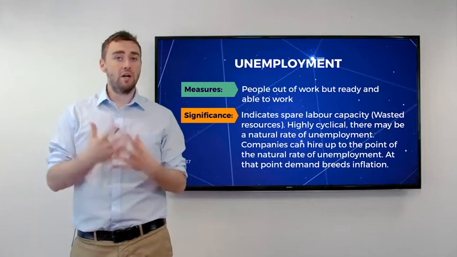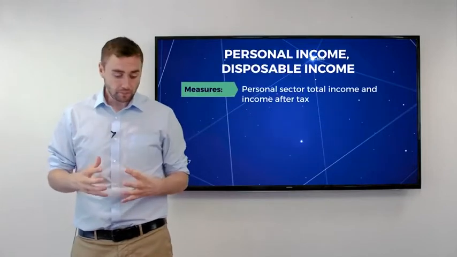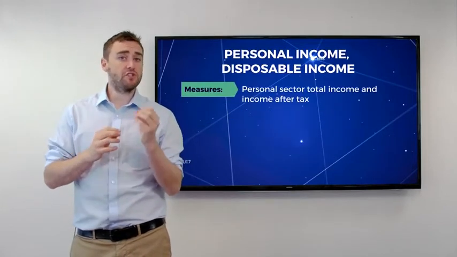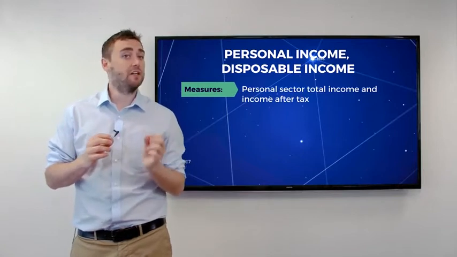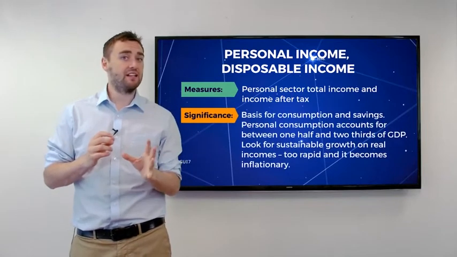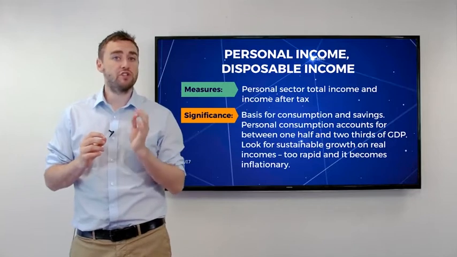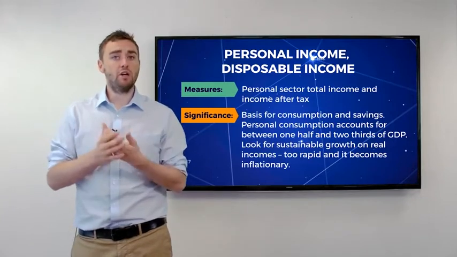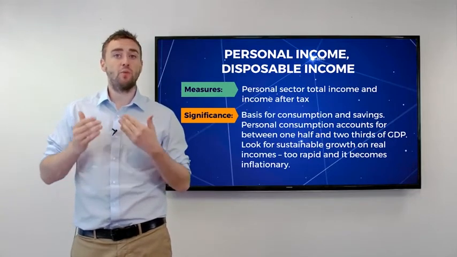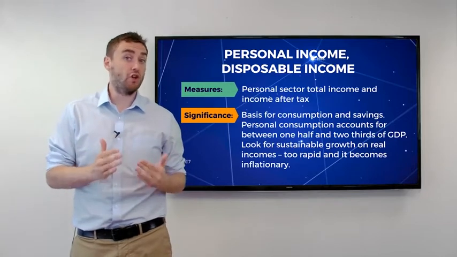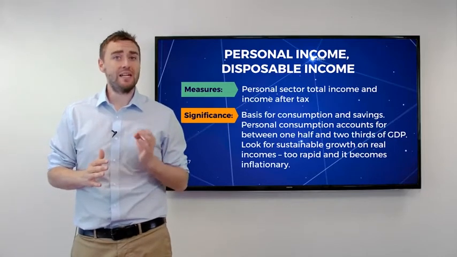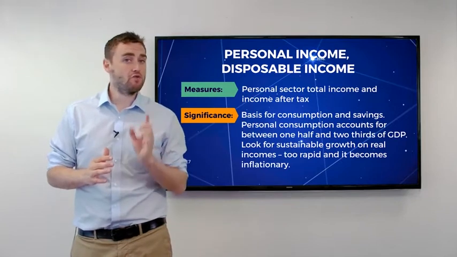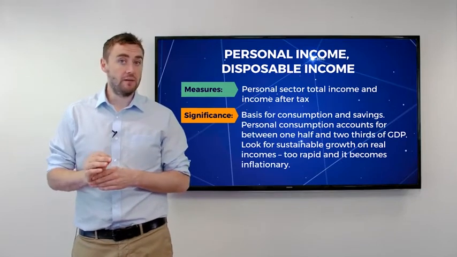Then we have personal income and disposable income. Now, this measures the personal sector total income and income after tax. These are significant because it's the basis for consumption and savings. So personal consumption accounts for between 1/2 and 2/3 of GDP. Look for sustainable growth on real incomes. Too rapid and it becomes inflationary.